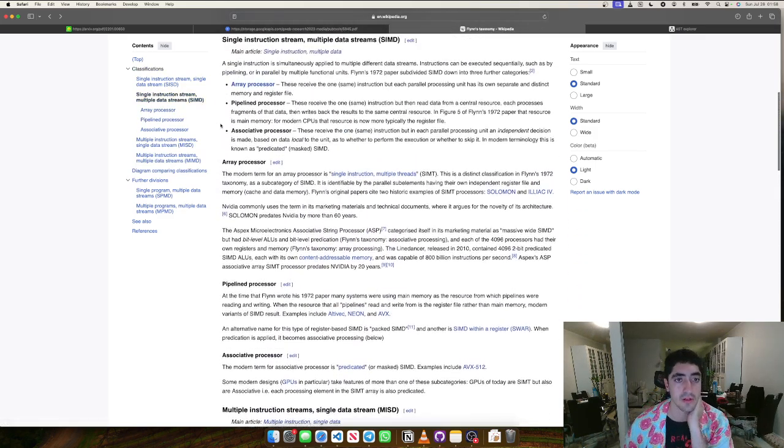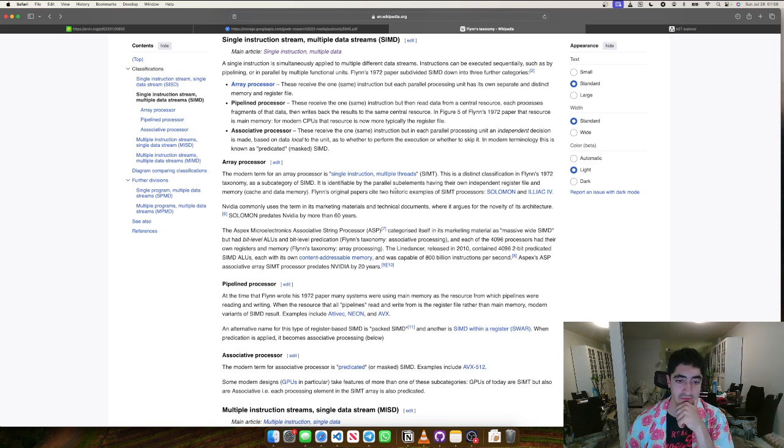Okay, so associative processor: those receive the one same instruction, but in each parallel processing unit, an independent decision is made based on data local to the unit as to whether to perform the execution or whether to skip it. In modern terminology, this is known as predicated masked SIMD. Array processor: the modern term for an array processor is single instruction, multiple threads, SIMT. This is a distinct classification in Flynn's 1972 taxonomy.